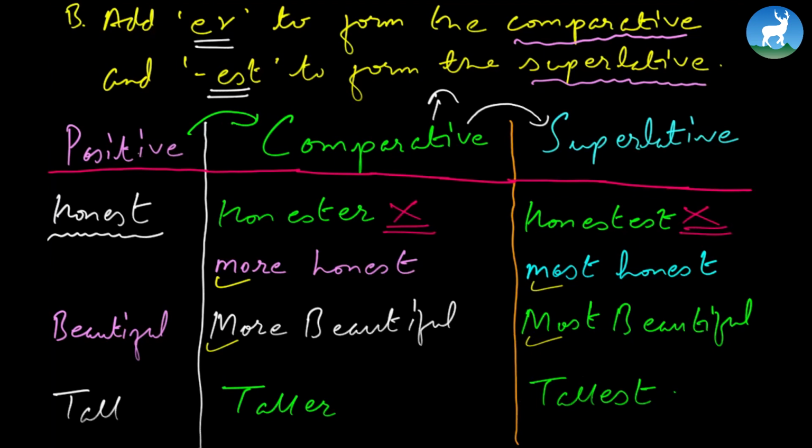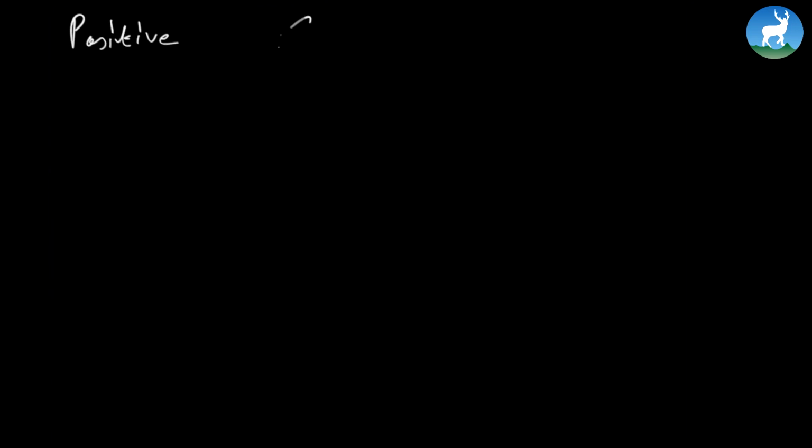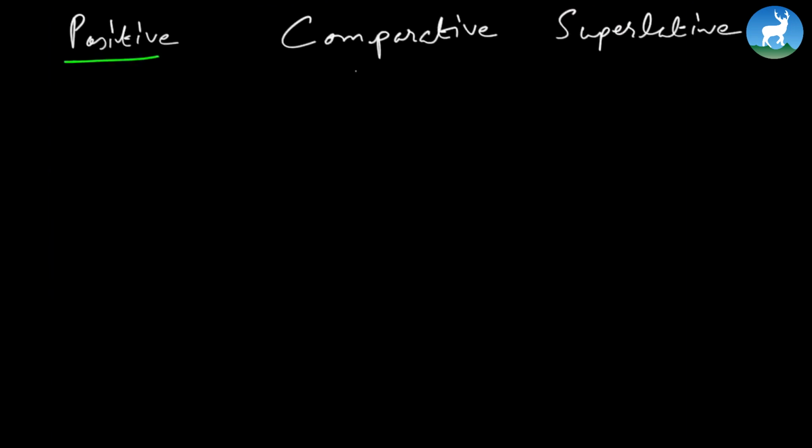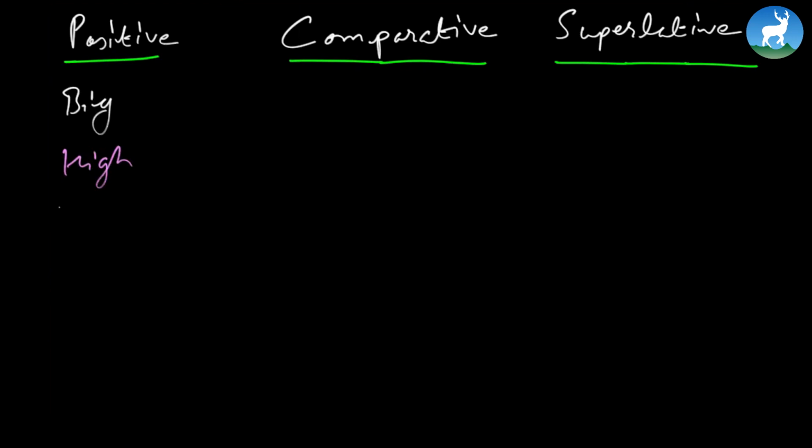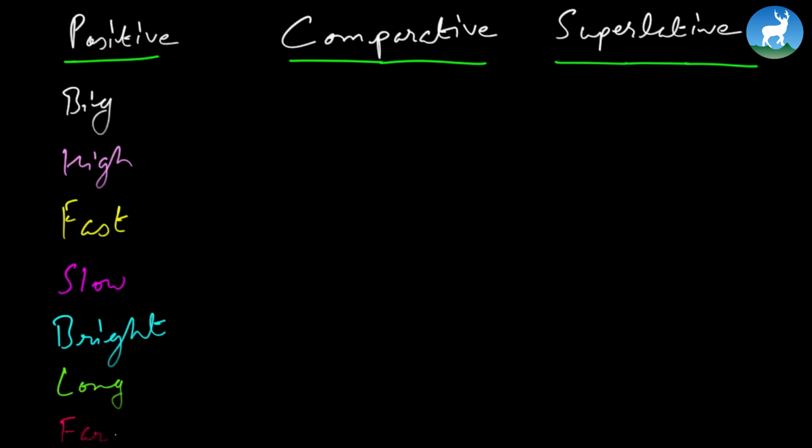The comparative intensifies the adjectives, makes them more vivid. So there are a few more adjectives which you do as homework. So this is positive, here we have comparative, and finally we have superlative. Positive, comparative, and superlative. So here are the words. Now tall is done. You can work on big, high, fast, slow, bright, long, and finally far. Figure out the comparative and superlative of these positive adjectives. You can do this as homework, and thank you very much.